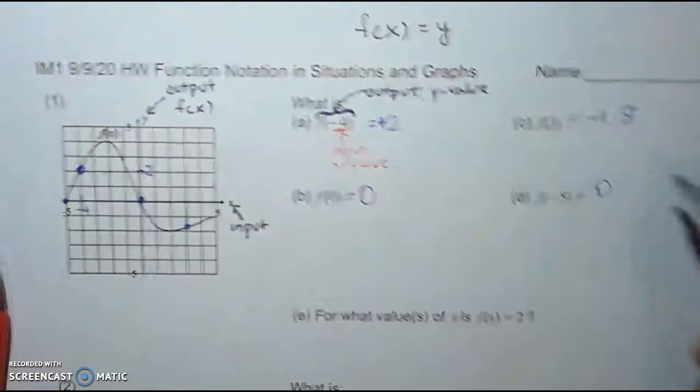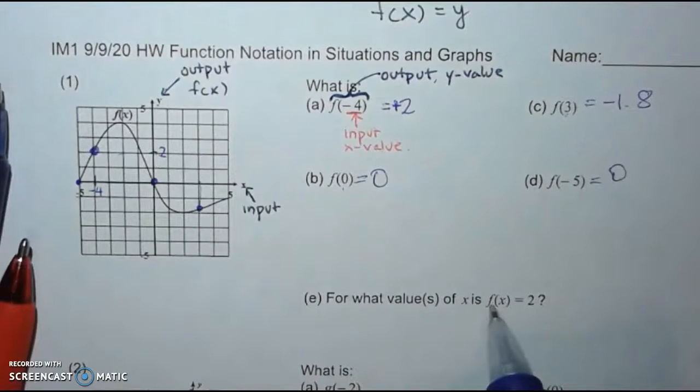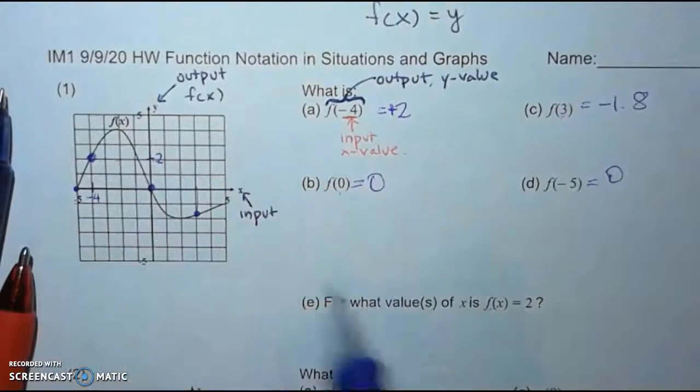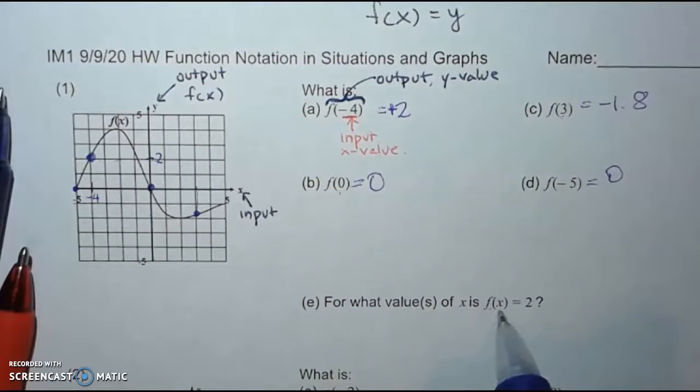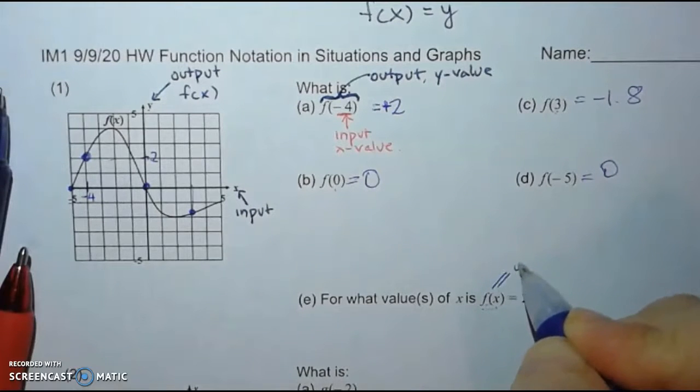Okay? Let's move on. For what value of x is f of x 2? F of x is 2. Now f of x is the output. When is the output, or the y value, equal to 2? This is the same as the y value.